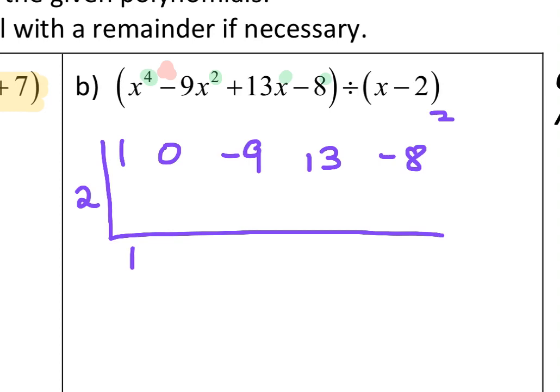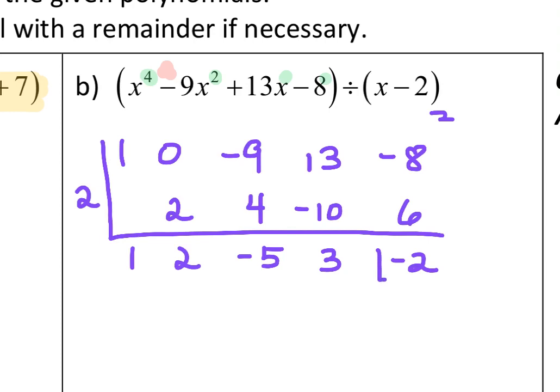Bring down the 1. 1 times 2 is 2. 0 plus 2 is 2. 2 times 2 is 4. -9 plus 4 is -5. -5 times 2 is -10. 13 plus -10 is +3. +3 times 2 is +6. And -8 plus 6 is -2. Put a box around that. That's your remainder.